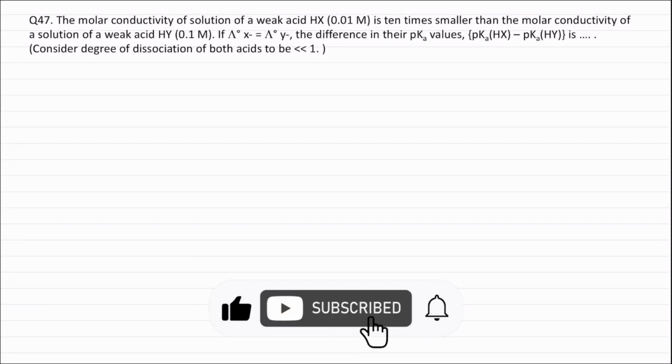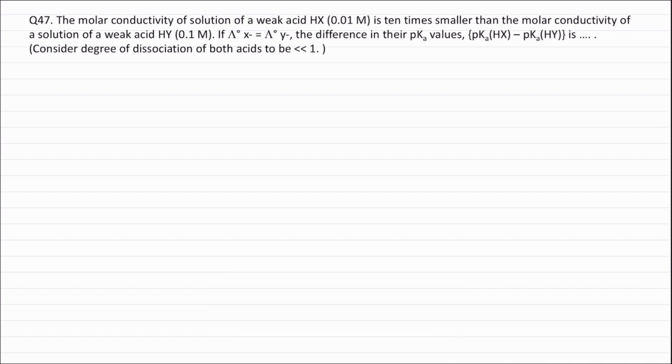Question 47. The molar conductivity of a solution of a weak acid HX, concentration given as 0.01 M, is 10 times smaller than the molar conductivity of a solution of weak acid HY, whose concentration is given as 0.1 M. If the limiting equivalent conductance of X minus ion is equal to the limiting equivalent conductance of Y minus, the difference in their pKa values, that is pKa of HX minus pKa of HY, is dash. Consider the degree of dissociation of both acids to be smaller than 1.